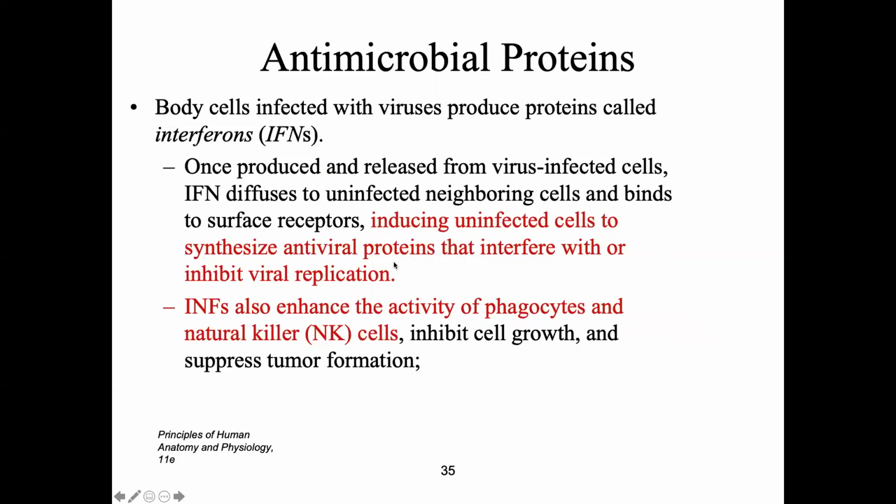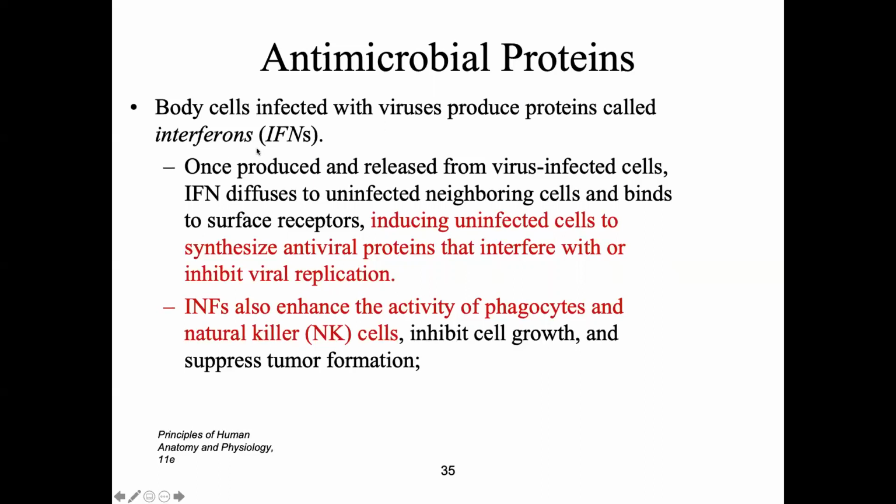Now, these interferons, once produced and released from a virally infected cell, diffuse to uninfected neighboring cells, binding to surface receptors. Once bound to those surface receptors, the virus hopefully can't work its way in. So you can imagine what would happen right now if we could stop coronavirus from binding to this ACE receptor. If we can stop that, the virus can't bind and work its way into the cell. That'll be the best condition.